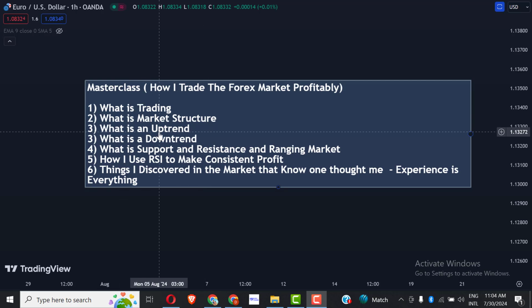We're also going to be looking at uptrend. What is uptrend? We're also going to be looking at what is downtrend. I know some of you already have knowledge, which is higher highs, higher lows. But I want you to pay attention and listen to some of the things I'm going to be saying when I'm explaining it on the theory aspect and also on the practical aspect.